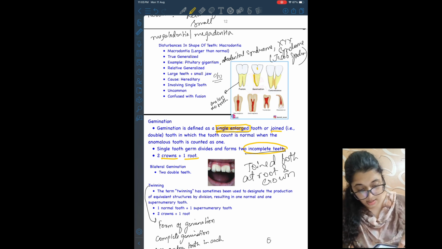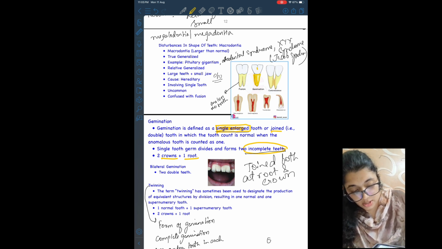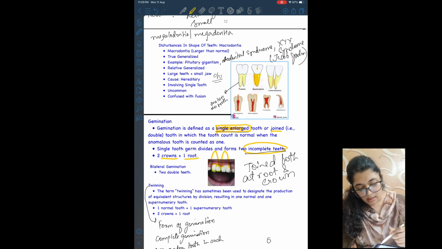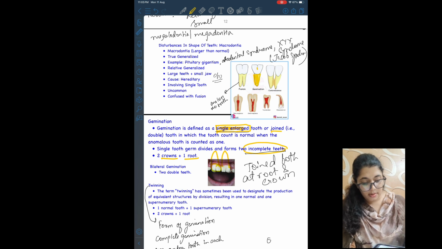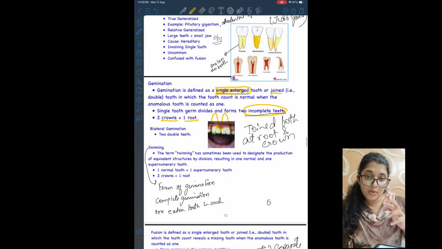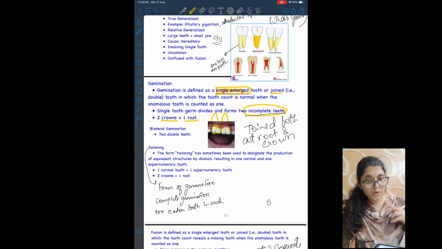You can see this is gemination. Here there are two crowns but the root is one. Now in bilateral gemination, two double teeth are usually present. In gemination, the teeth are joined at the crown as well as at the root level.